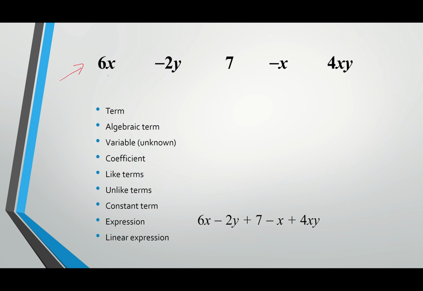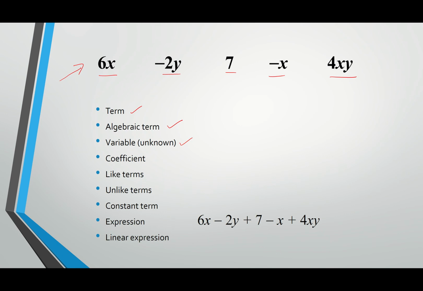each of these is called a term. A term that we see over here can be an algebraic term. You can see which are the algebraic terms. An algebraic term is one that has a variable or has an unknown.